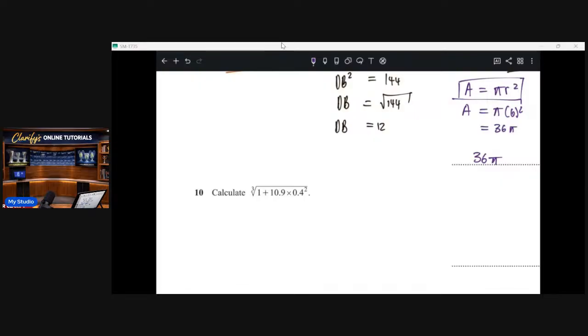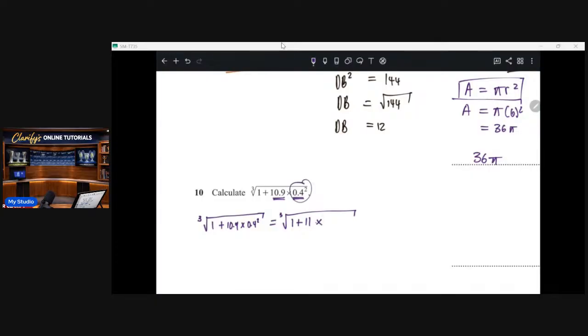You should know how we change values when we are estimating. You look at what whole number, what realistic value, it is close to, then you work from there. So this becomes the cube root of, let's do realistic stuff, 1 plus 10.9 is actually 11, times now 0.4 all squared.